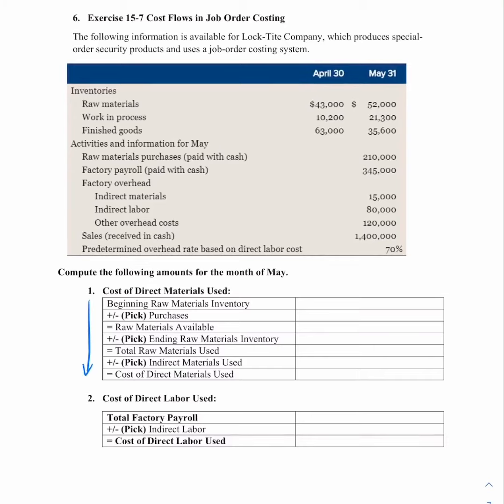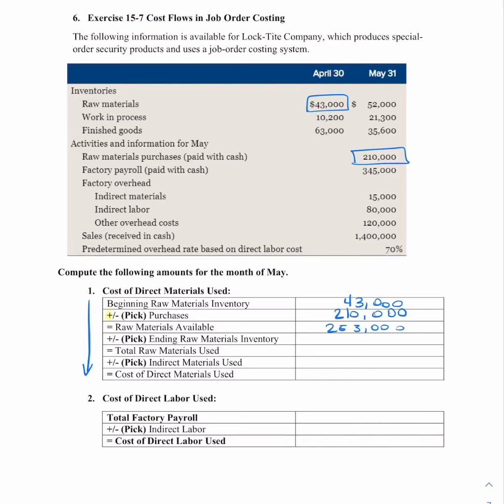So the very first thing that we want to look at if we're looking at the cost of direct materials used is how much we began with in raw materials. So if you look very quickly at the top, you will see that we started with $43,000 in direct materials. Now, do we need to add what we purchased or subtract what we purchased? Well, of course, we're going to add what we purchased, and the amount that we purchased was $210,000 worth of raw materials, which gives me a total of raw materials available of $253,000.